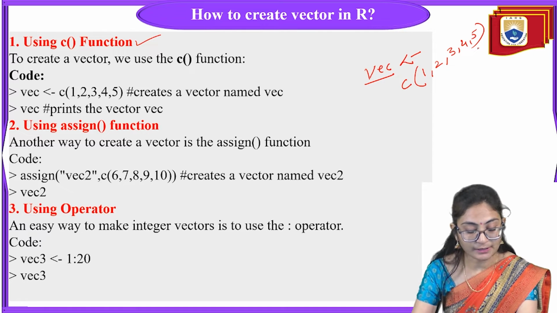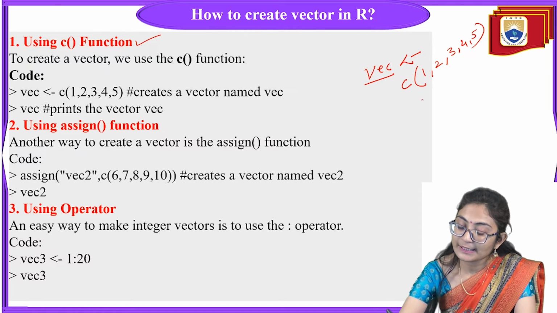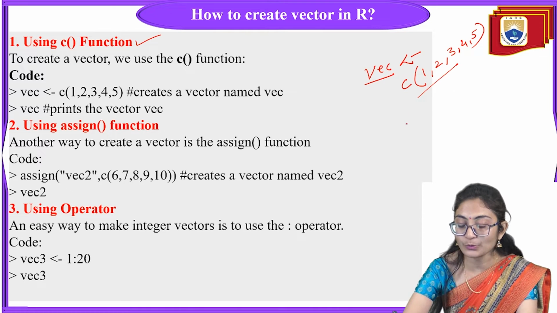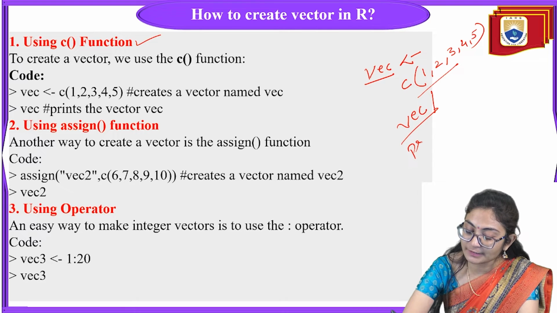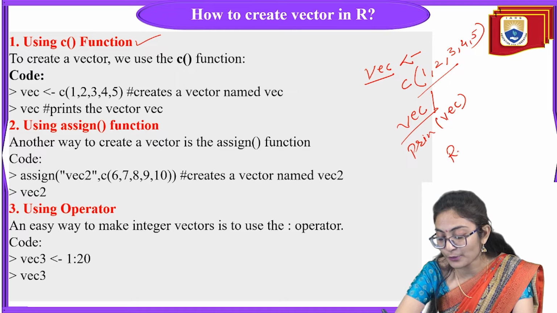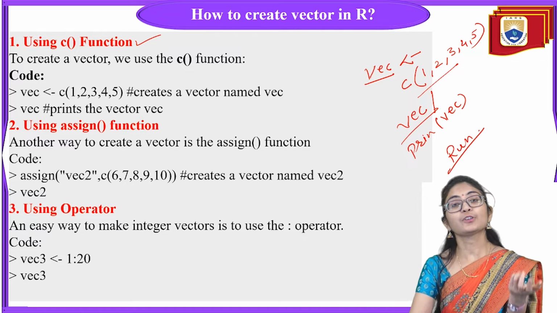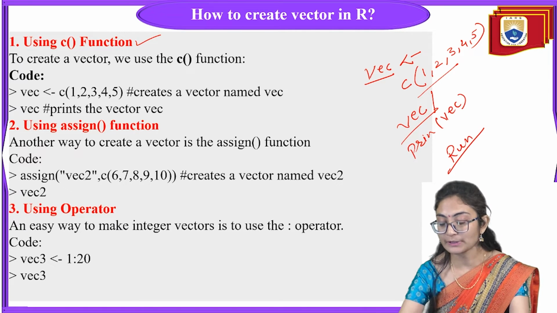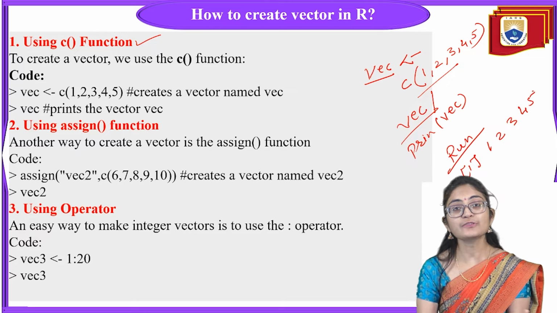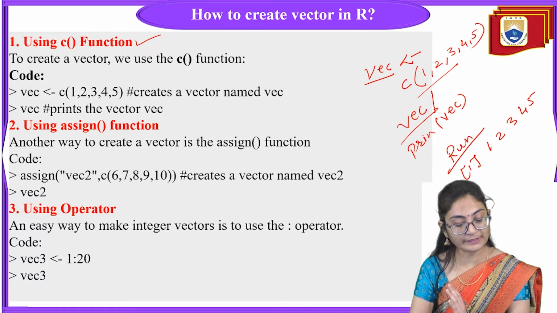and after that you have to print this vector, so you can write directly vec, otherwise you can write print of vec, and then you have to click on run. You will get the output like 1, 2, 3, 4, 5. That means your vector will be printed.